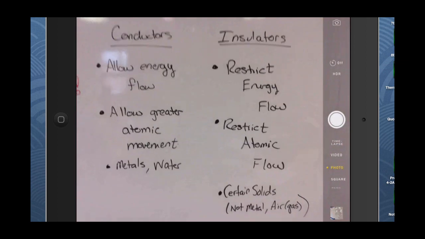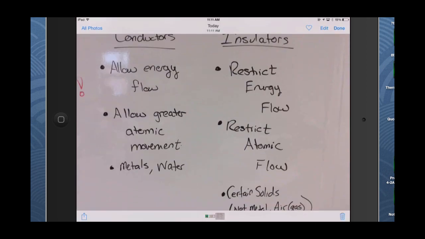Then there are insulators. Let's throw that up on the screen. Insulators restrict energy flow. The way they do that, they don't let the atoms move. It's kind of like chaining them in place. Oftentimes, this is because of the way they are constructed. Certain substances like carbon, for instance, in diamonds, the way it's constructed, it doesn't let the atoms move a whole lot. As a result, it doesn't allow energy, electricity, or other forms of energy to move freely. So diamonds are great insulators.